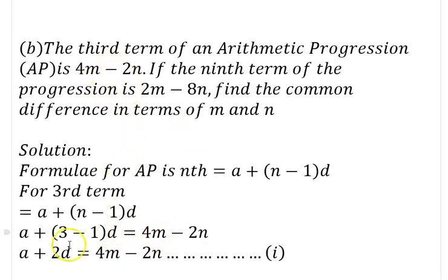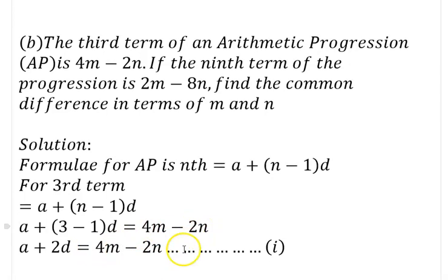Beautiful. So if we now say a plus 3 minus 1 here, will give us 2. 2 times d will give us 2d. So we now have a plus 2d equals 4m minus 2n. So we take that as equation 1.